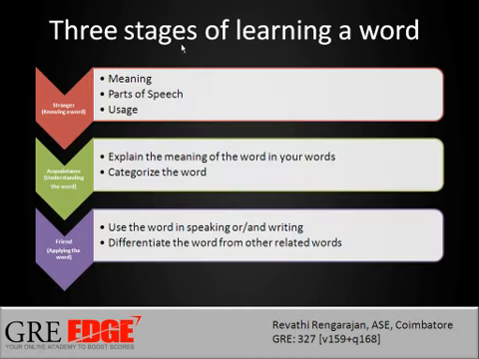Well guys, in remembering a word, there are actually three stages involved. The first stage is the stranger stage, where you basically try to identify the meaning of the word, the parts of speech, and the usage. Then comes the acquaintance stage, where you explain the meaning of the word in your own words. You categorize the word. And then the friend stage, where you use the word in speaking or writing. You try to differentiate the word from other related words.